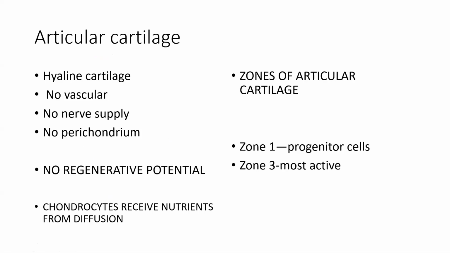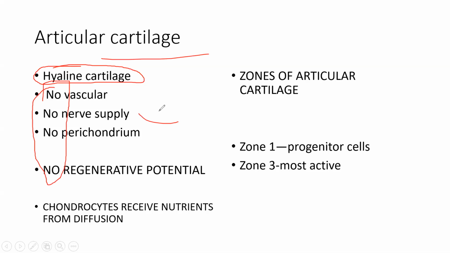Remember its importance. Articular cartilage is a hyaline cartilage. And remember, it is a type of waste cartilage. There is no nerve, no blood vessel, no perichondrium. No regenerative potential. So hyaline cartilage is useless.